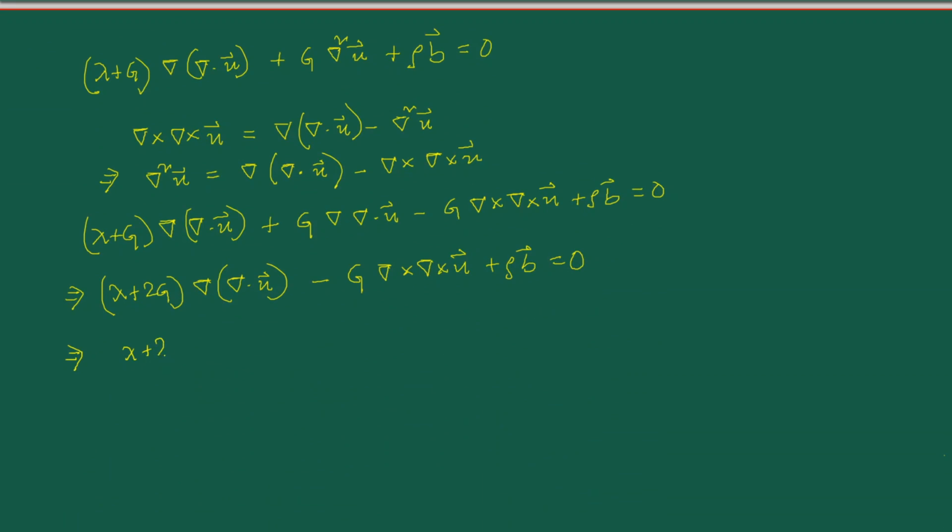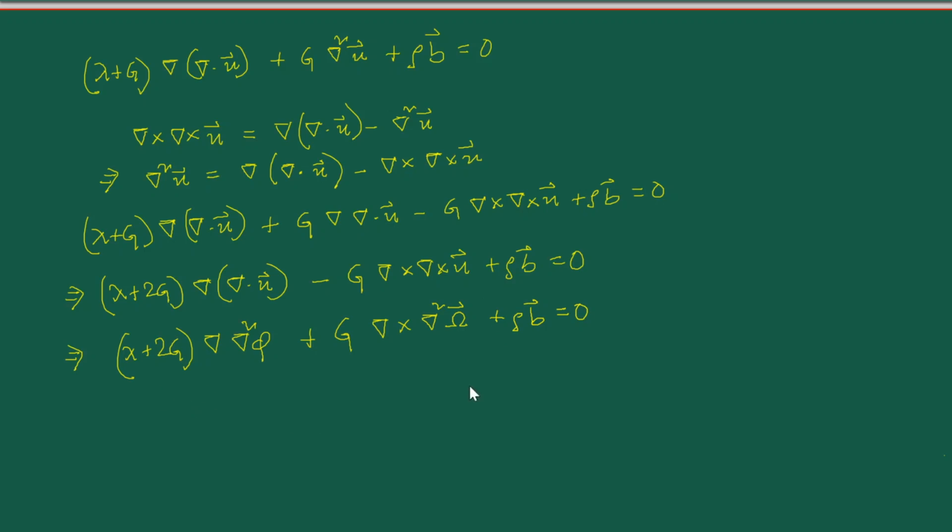So lambda plus twice g, grad Laplacian of phi. So this is minus g curl of curl of u. Now the curl of u is the minus of the Laplacian of omega. So minus and minus becomes a plus. So this becomes g curl of the Laplacian of omega vector plus rho b.